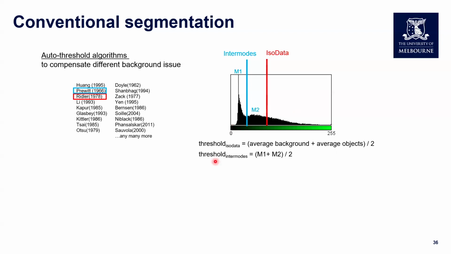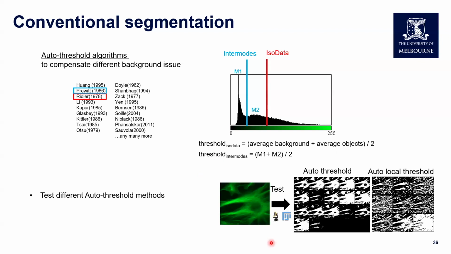As one method may work better than another, depending on the type of image or type of histogram, we need to test which auto threshold method works best on our data sets. For example, we can test up to 17 auto threshold methods and 9 auto local threshold methods in ImageJ and Fiji.